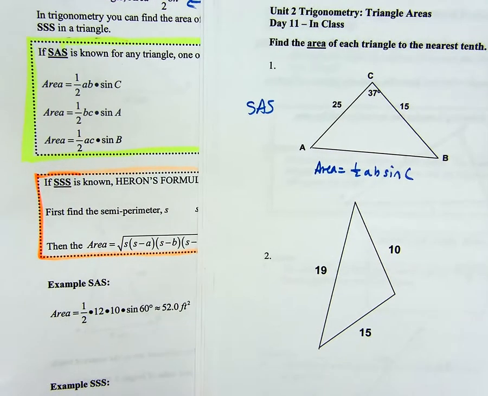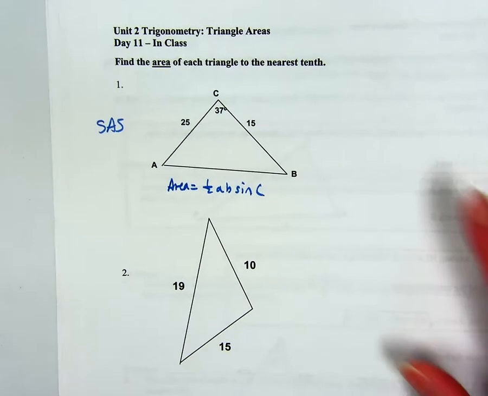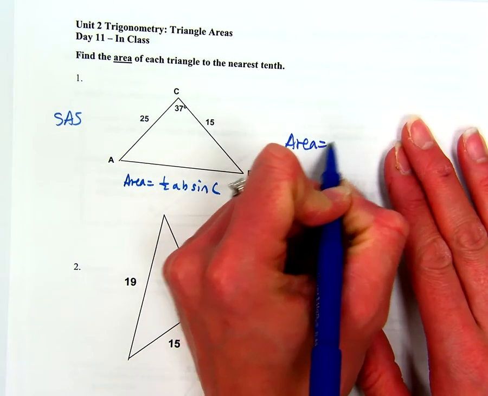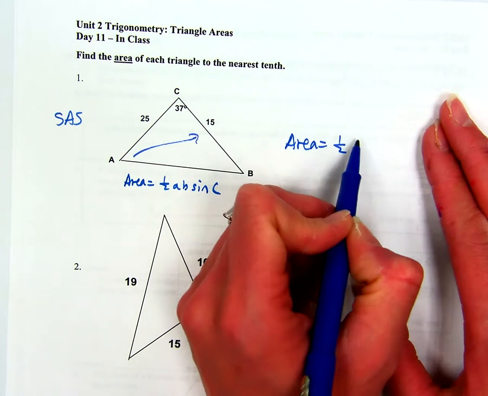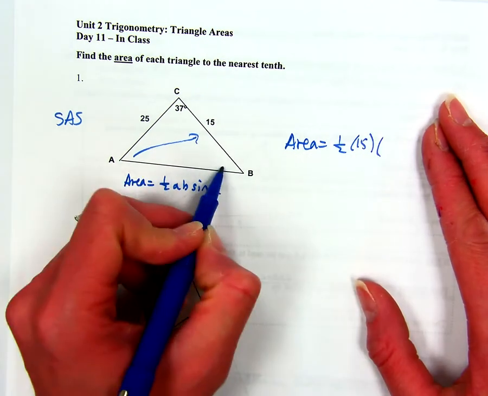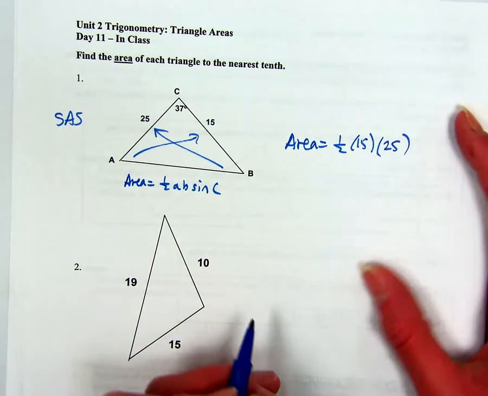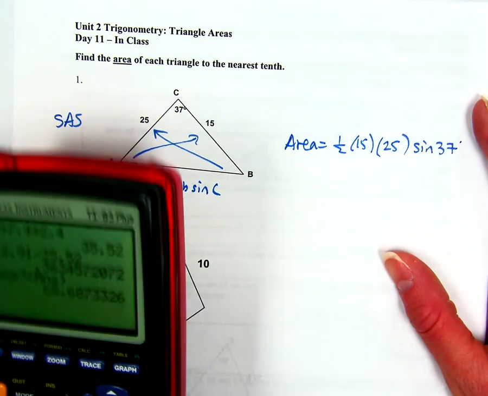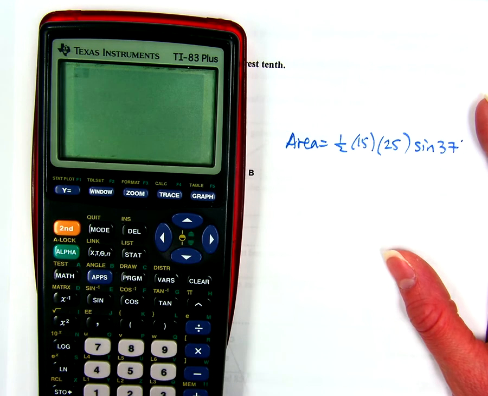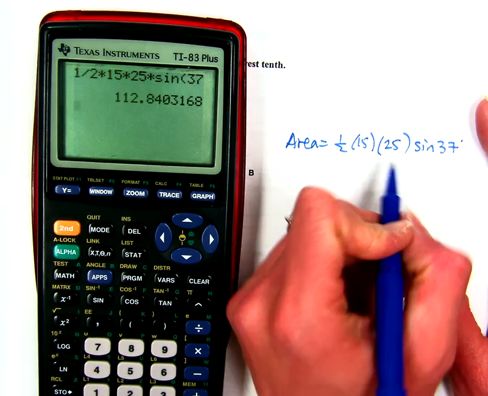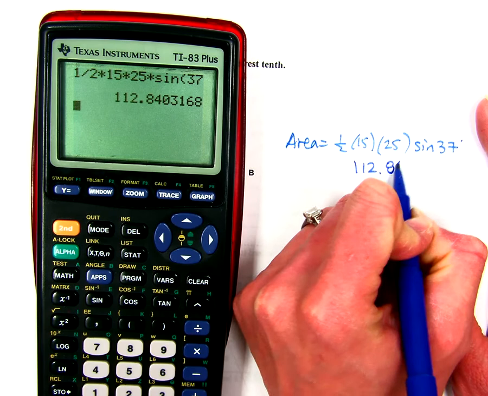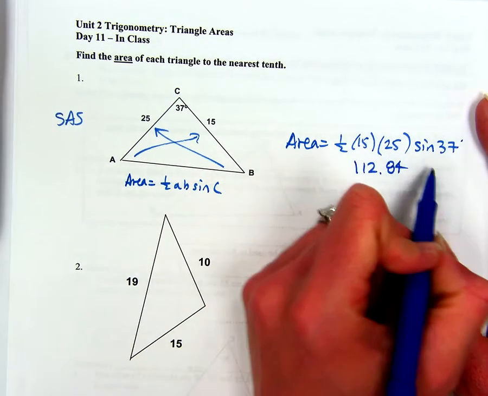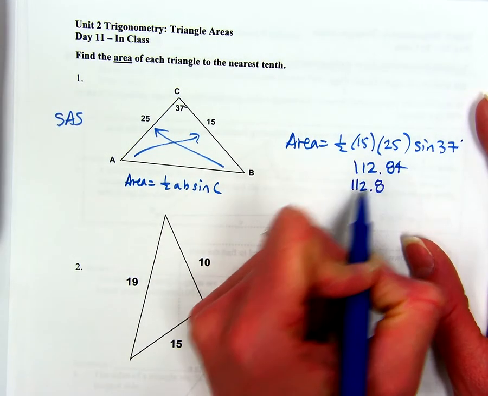All you need to do once you pick the correct formula is substitute the numbers in. So area equals 1/2. Side A is across from angle A, that's 15. Side B, across from angle B, that's 25. And angle C is 37. Then all it is, is type it in your calculator. This should be a pretty fast lesson. So 1/2 times 15 times 25 times sine of 37, you get 112.84. Oh, it says round to the nearest tenth, so we'll do 112.8.